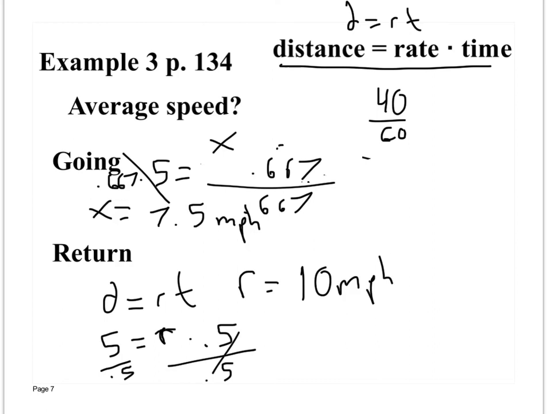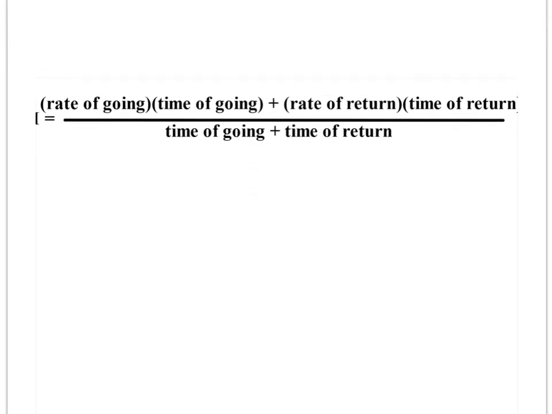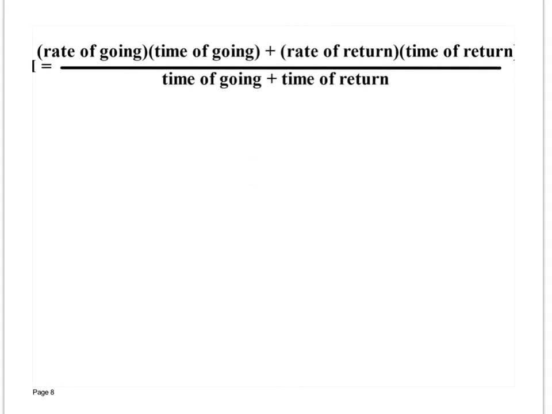So then what I do is I take a weighted average of those two. I take my speed, which is 7.5, and I times it by the time, which I'm going to go to the other page so you can see it. This is going to be the weighted average. This is something you should write down for the trip. This is how we find the weighted average. So now we can go ahead and fill this out. The rate of going, that's what we found earlier, 7.5 miles per hour.